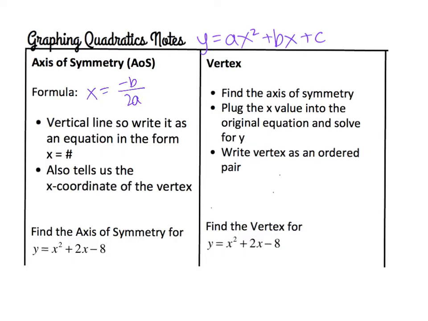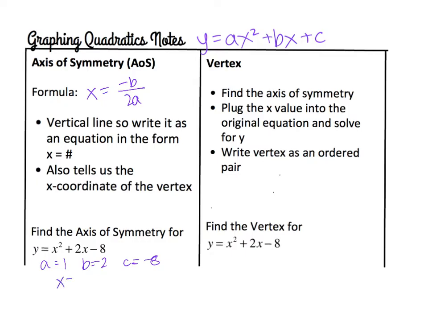So let's find the axis of symmetry for the equation y is equal to x squared plus 2x minus 8. In this equation, my a is equal to 1, because that's the coefficient of x squared. My b is equal to 2, and c is equal to negative 8. We don't need that c term right now, but that will help us later on.